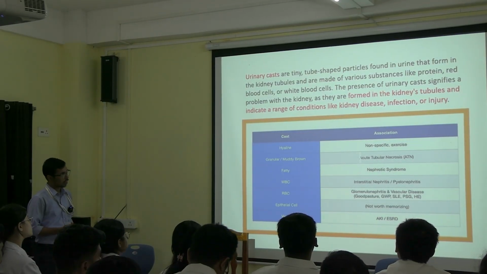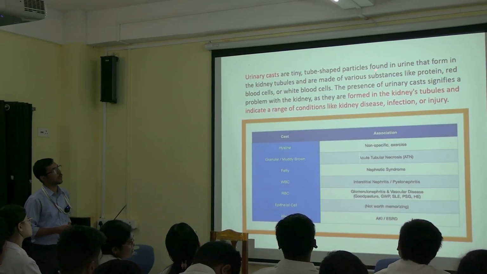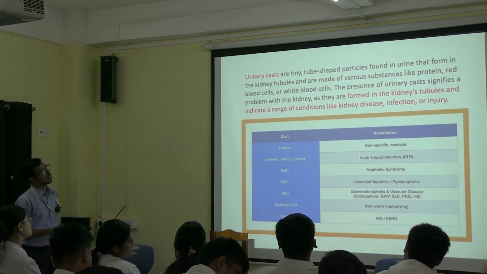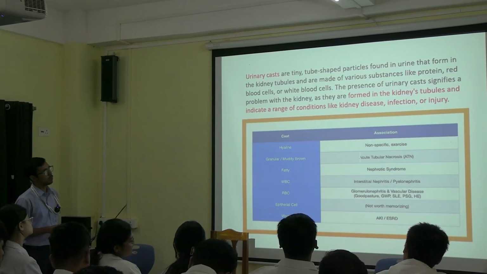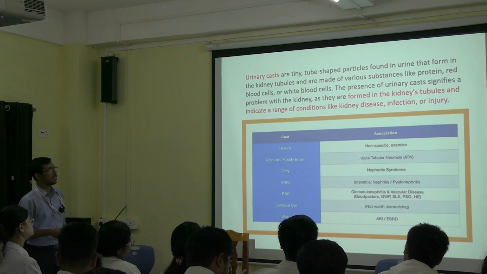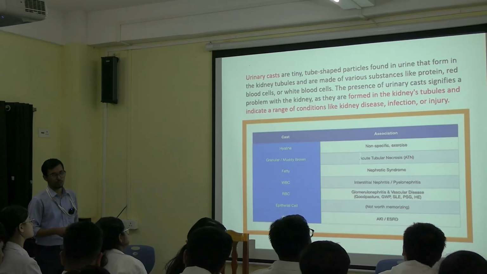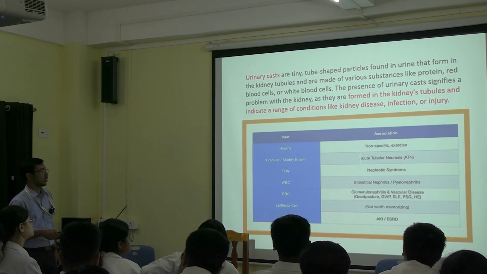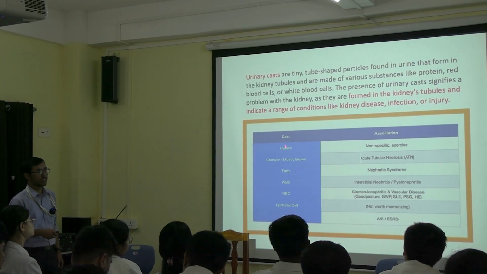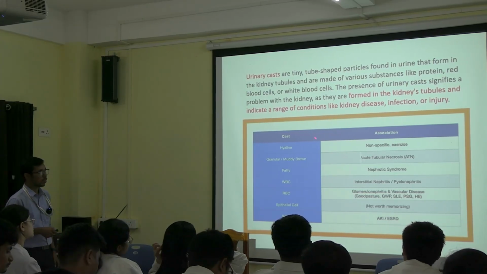So what are urinary casts? Urinary casts are tiny tubular-shaped particles found in urine that form in kidney tubules and are made of various substances like protein, red blood cells and WBCs. The presence of urinary casts signifies a problem with the kidney, as they are formed in the kidney's tubules and indicate a range of conditions like kidney disease, infection or injury. Like here you can see, hyaline cast is non-specific. It can be found during exercise also, so it is not specific for any diagnosis. In microscopy, you can see hyaline cast, but you cannot diagnose anything, it is not specific.